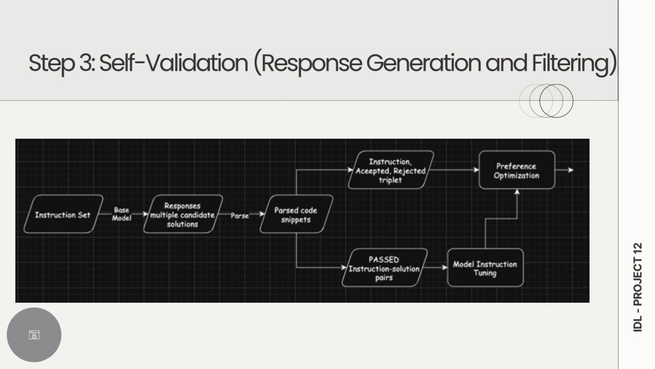We then use our generated instruction set to generate multiple possible solutions for the given instruction. For each instruction, we make the model generate multiple responses along with their own test cases and run the code in the sandbox environment, and then label the passing code solution as accepted and the failing code solution as rejected. The instruction and accepted response pairs are then used for supervised fine tuning.